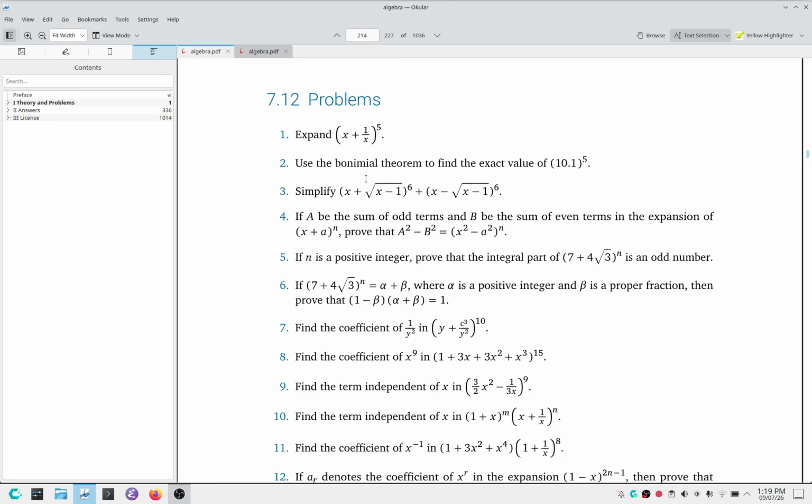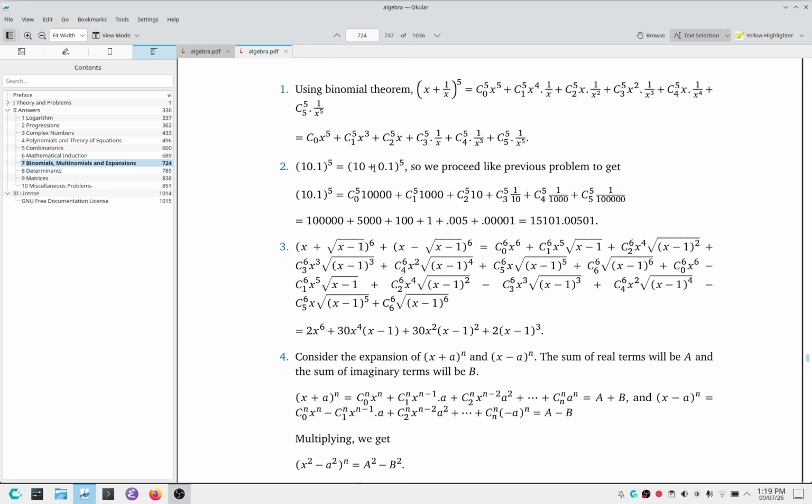Second question is, use the binomial theorem to find the exact value of 10.1 to the power 5. So 10.1 can be written as (10 + 0.1)^5. So it is 10 plus 1/10, which is similar to this fraction. So the final value will have expansion like this.